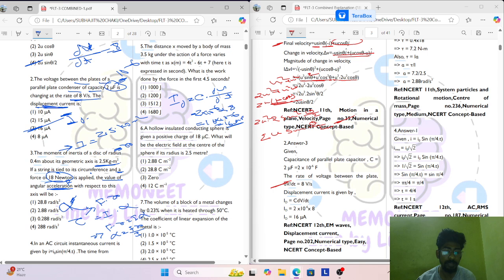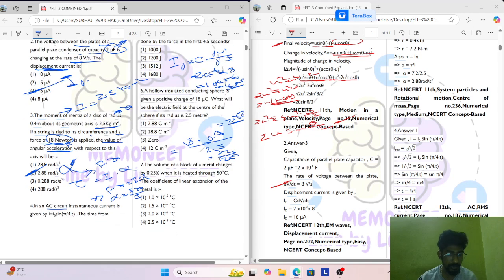All the values are given. What is the value of F? 18. The value of R is 0.4. The value of I is 2.5. So from this you will get 72 by 25. Dividing by 25 is the same as multiplying by 4 and taking two decimal places. So multiply 72 with 4, what will you get? 288. Now take two decimal places from the right side, so you will get 2.88. Therefore option number 2 will be the correct option here.